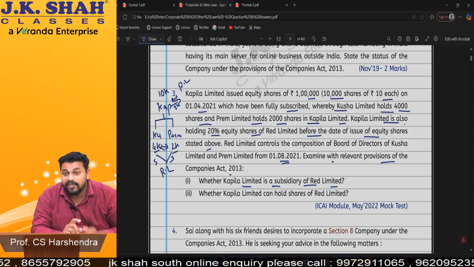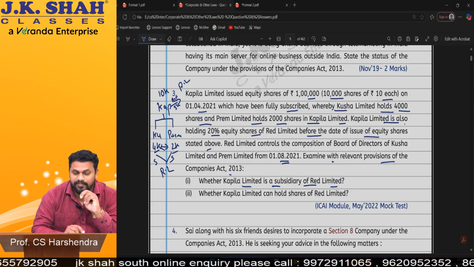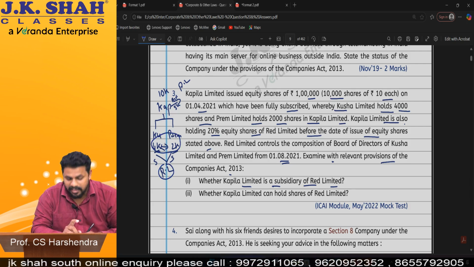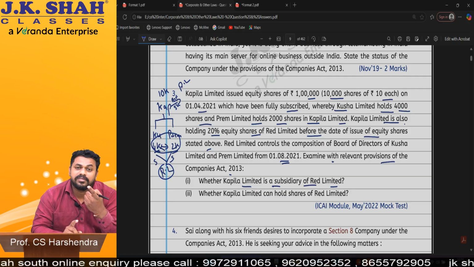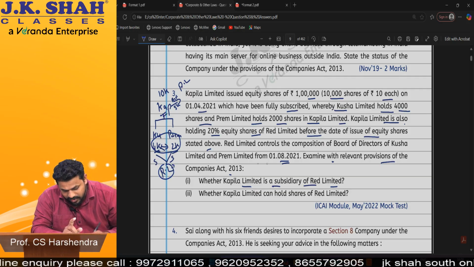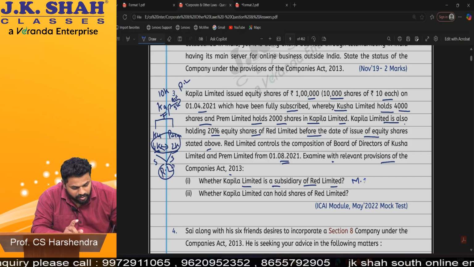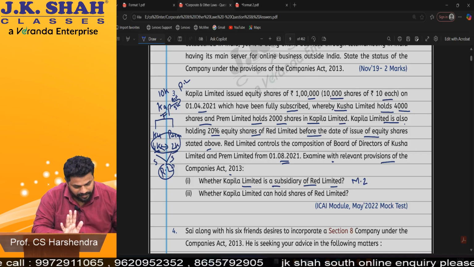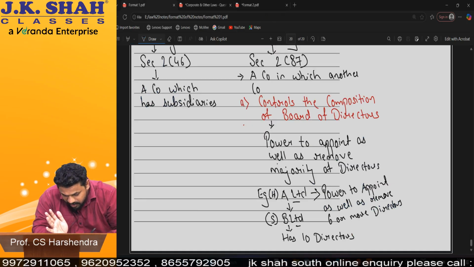Answer is yes. By which method, beta? Method 2. See, Red Limited along with its subsidiaries is holding more than 50% of the shares of Kapila. So basically Red Limited will be the holding company. Method 2. Am I clear? Understood? Everyone? Achha, I think in one example I wrote something by mistake.